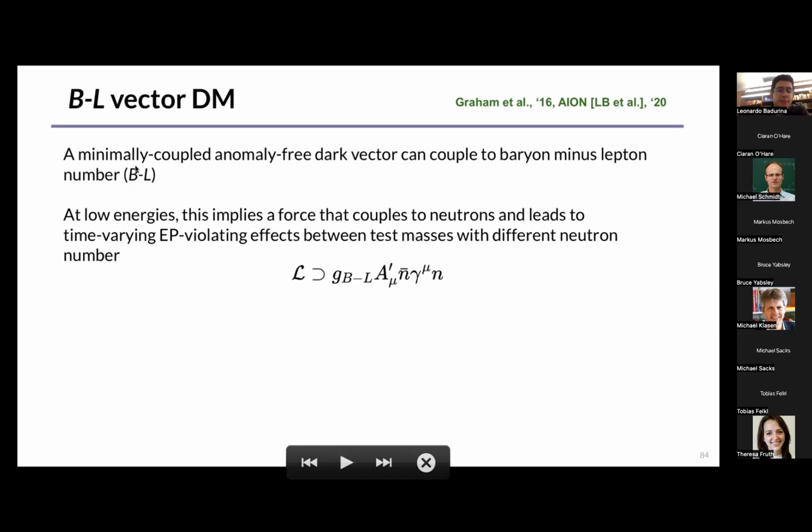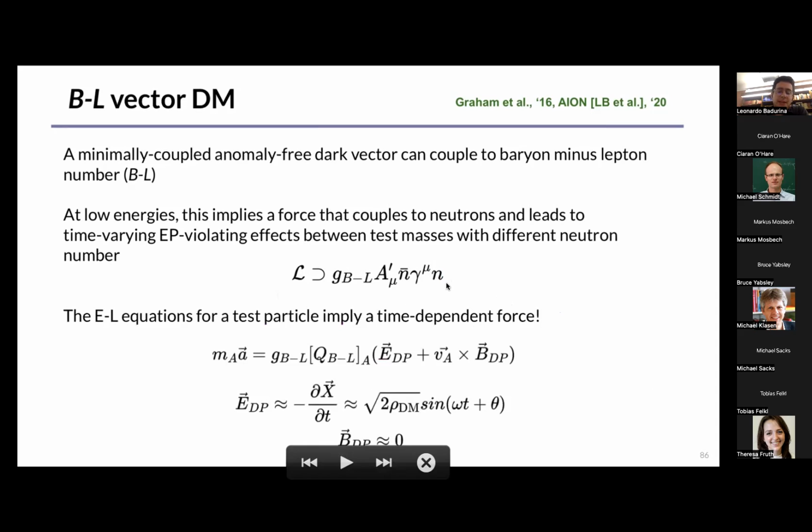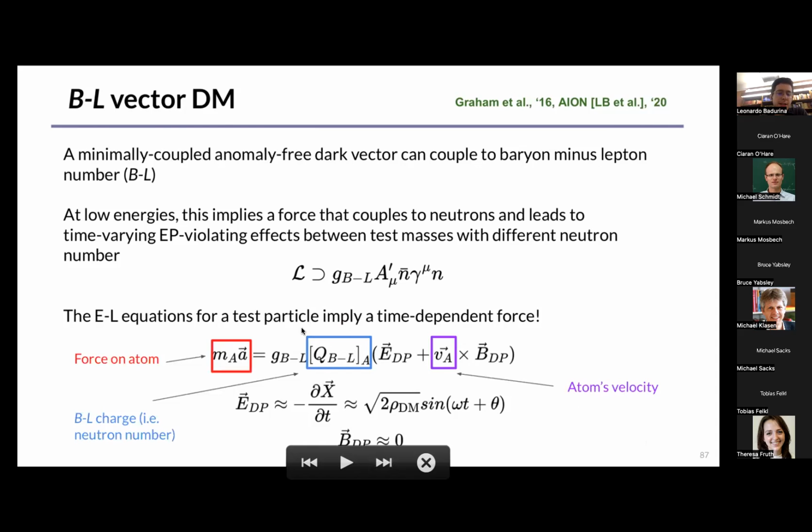Now, the implication of this type of interaction is that at low energies, effectively one can think of this Lagrangian, where we have the dark photon coupling to a neutron current. So what this means is that at low energies, we would expect atomic species with different neutron numbers to experience a different force. Indeed, the Euler-Lagrange equations for the test particle, so an atom with a certain number of neutrons, which would give rise to this B minus L charge, which effectively is just neutron number, would impart some force on the atom. And one can think of this force as originating because of the existence of some dark photon electric field, which would scale with the square root of the local dark matter density.